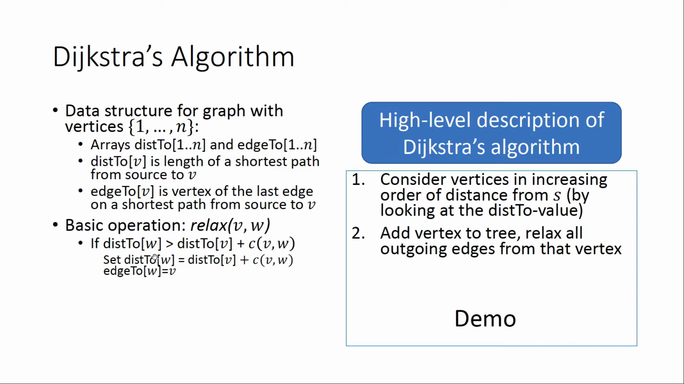And if it is, we update our dist2 value to W to be exactly of this length, and we say the last node on the currently shortest path to W is our node V. And we'll see when we implement it how this works out.